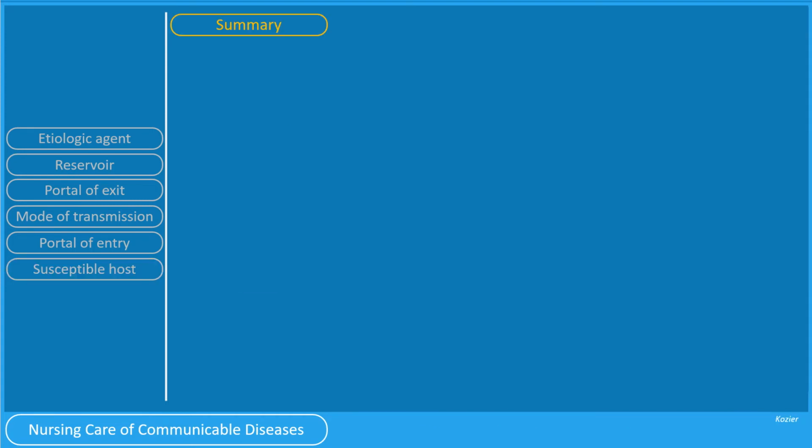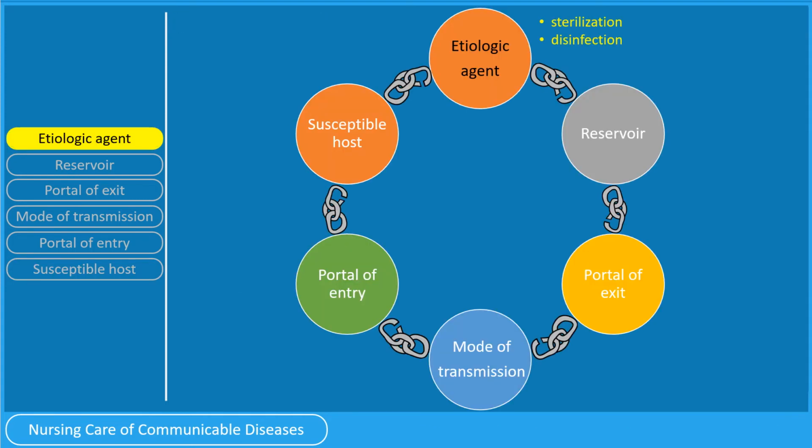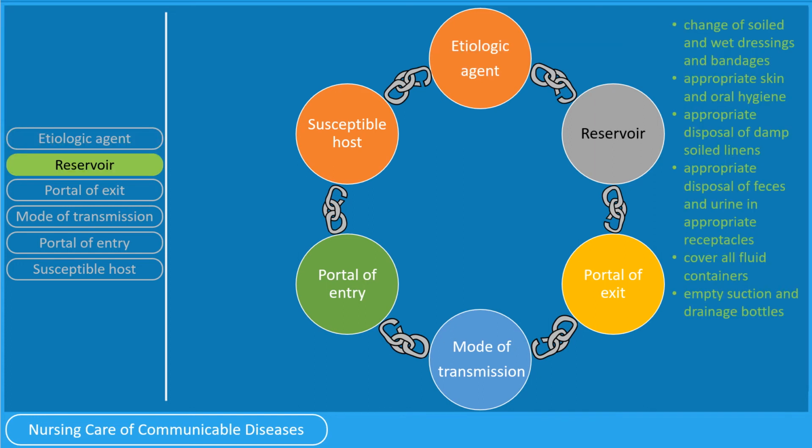So let us summarize. As previously mentioned, there are interventions that can break any of the six links that make up the chain of infection. For the etiologic agent, we could do sterilization and disinfection. For the reservoir, we should change soiled and wet dressings and bandages, do appropriate skin and oral hygiene, practice appropriate disposal of damp and soiled linens, and practice appropriate disposal of feces and urine in appropriate receptacles. We should cover all fluid containers and empty suction and drainage bottles.